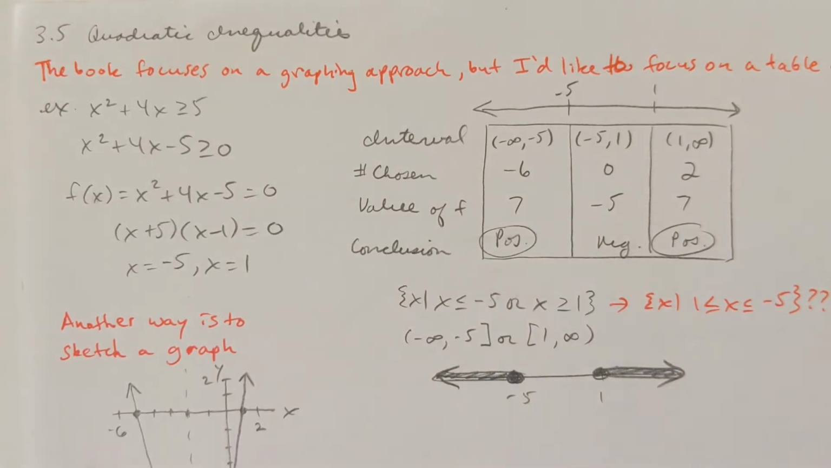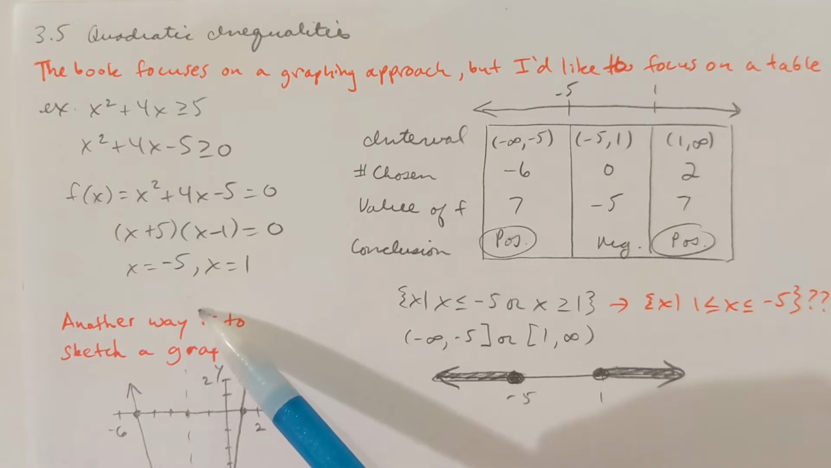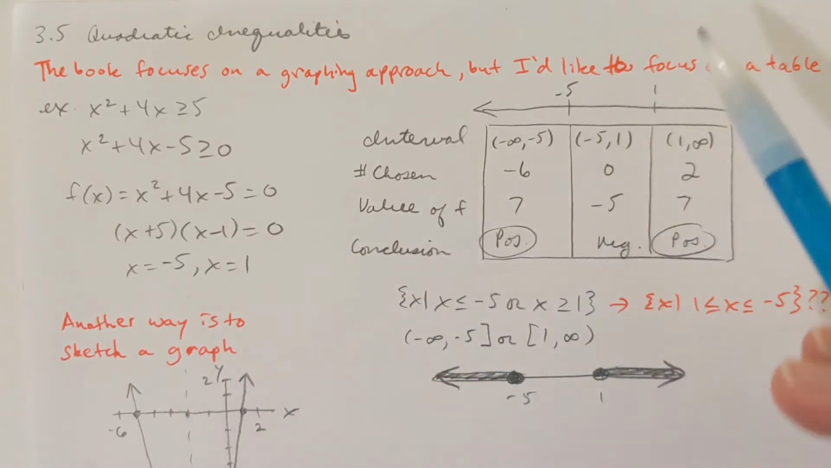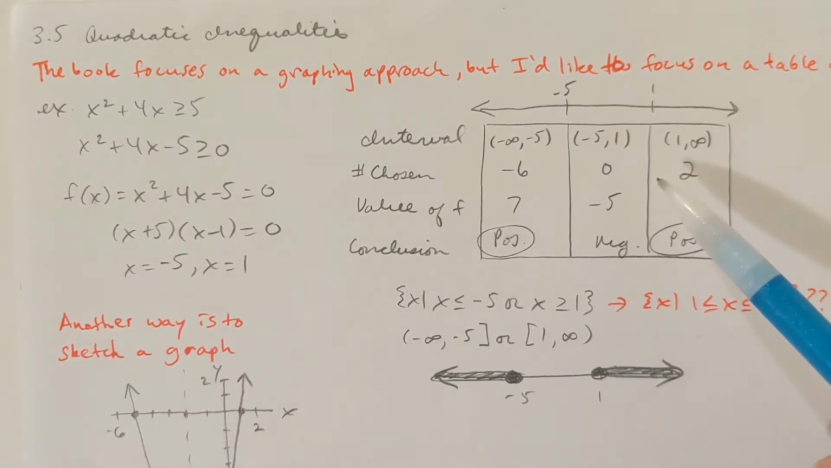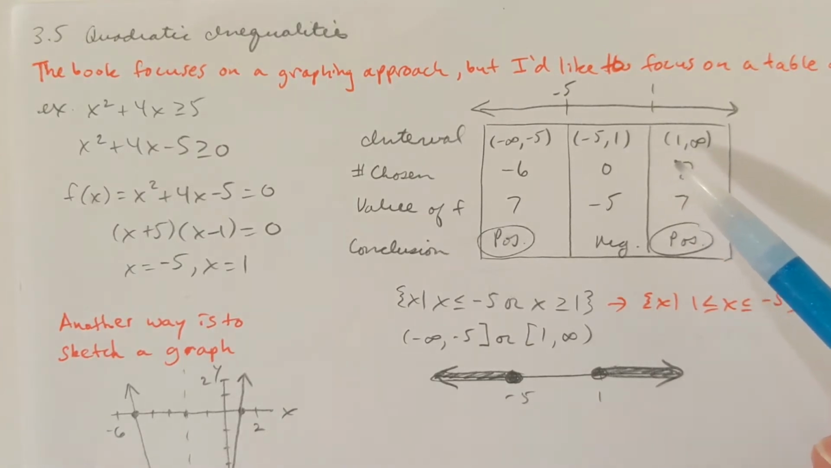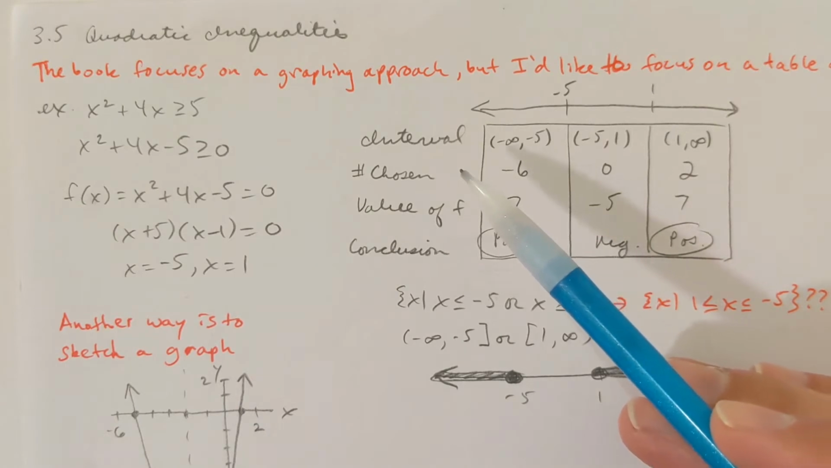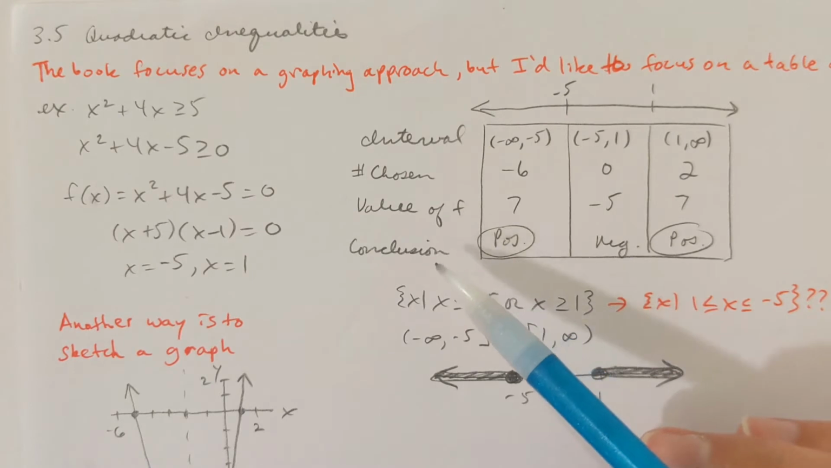That's not really terminology that you'll have to know right now, although it's really important in calculus. So be sure that you understand that the table approach, in calculus, in my opinion, is a preferred option. Okay. We'll write the interval, the number chosen, the value of f, and then the conclusion.